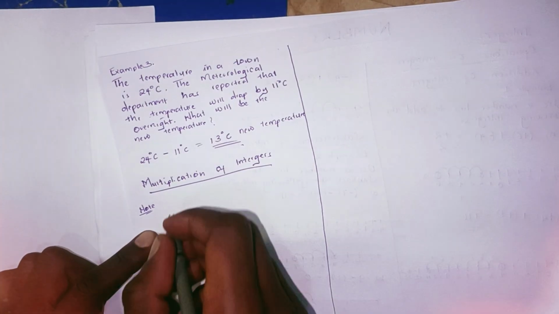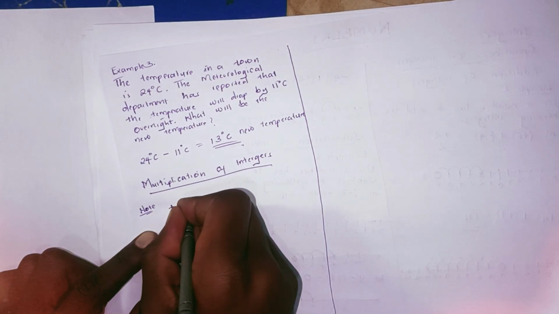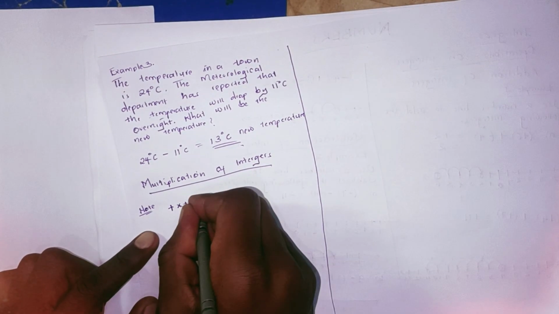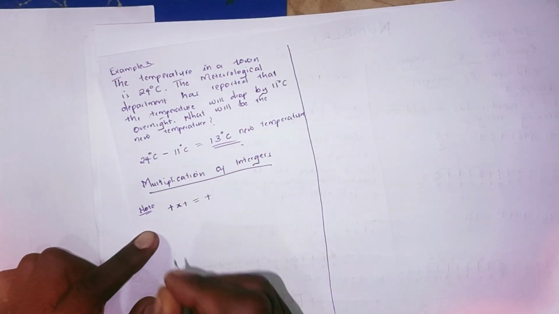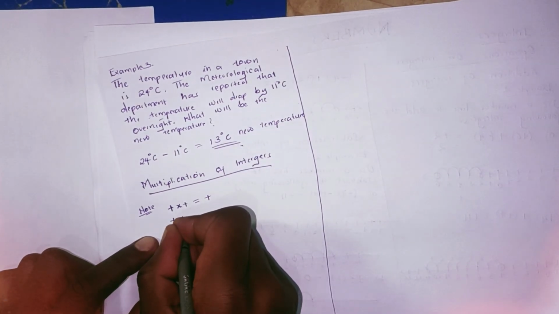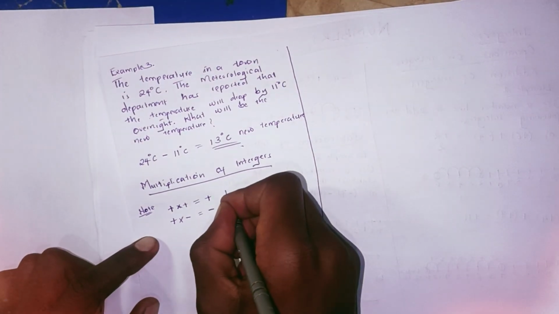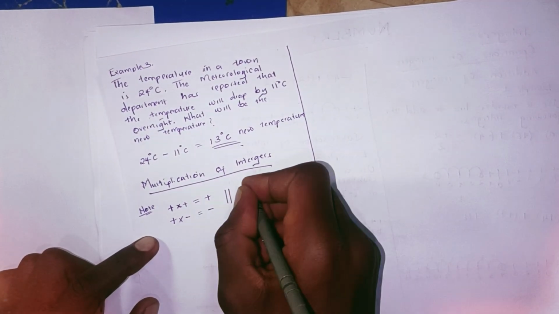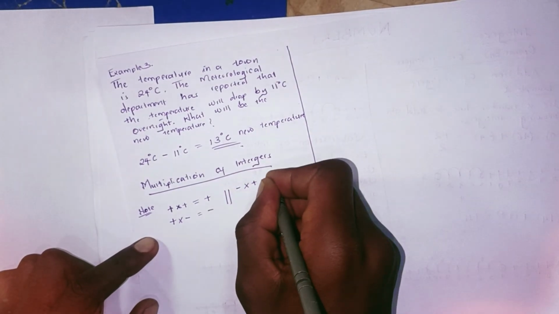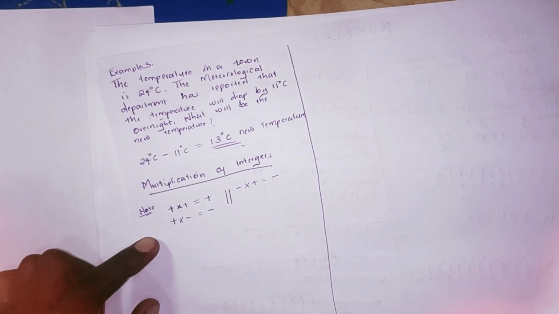that when you multiply a positive integer by a positive integer, you will always get a positive integer. When you multiply a positive integer by a negative integer, you will get a negative integer. And in the same way, when I multiply a negative by a positive, I'll get a negative. So it will depend on the arrangement. So that is under multiplication.